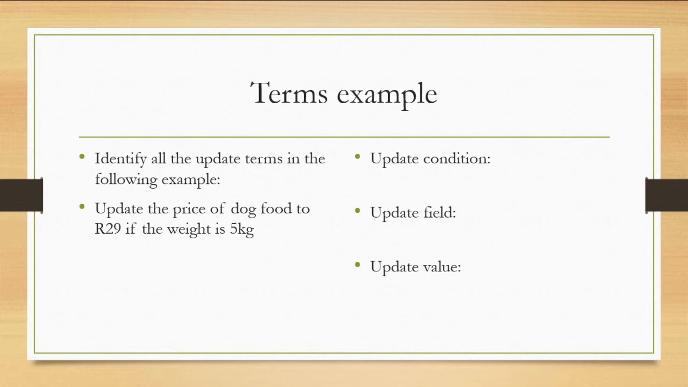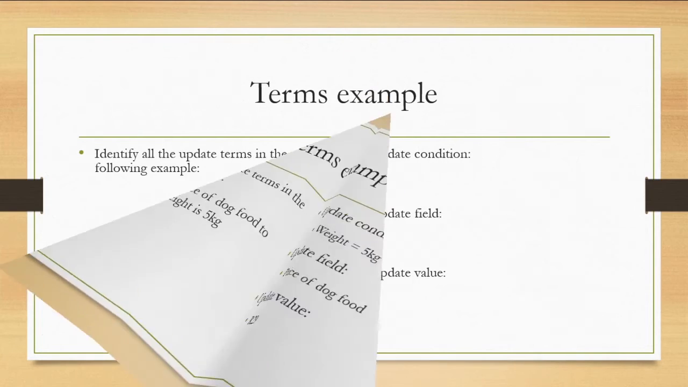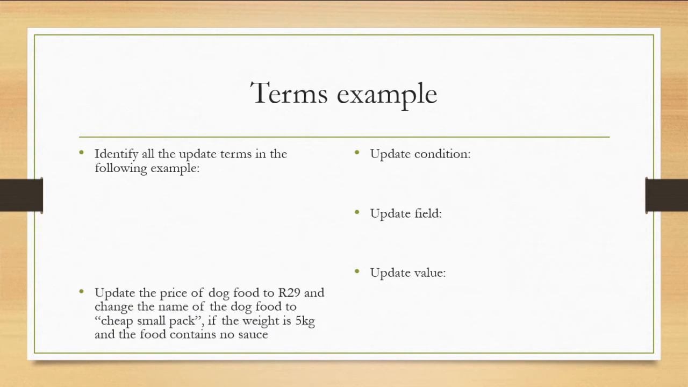Okay, let's look at the answers. So for update condition, we have weight equals to 5 kilograms. For update field, we have price of dog food. And for update value, we have 29 Rand. Let's look at another example.